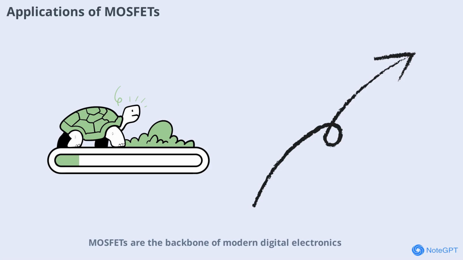MOSFETs are the backbone of modern digital electronics. They are used in microprocessors, memory devices, power supplies, and switching regulators. Their fast switching speed and high efficiency make them indispensable in computers, smartphones, and other digital devices. MOSFETs are also used in audio amplifiers and motor control circuits.